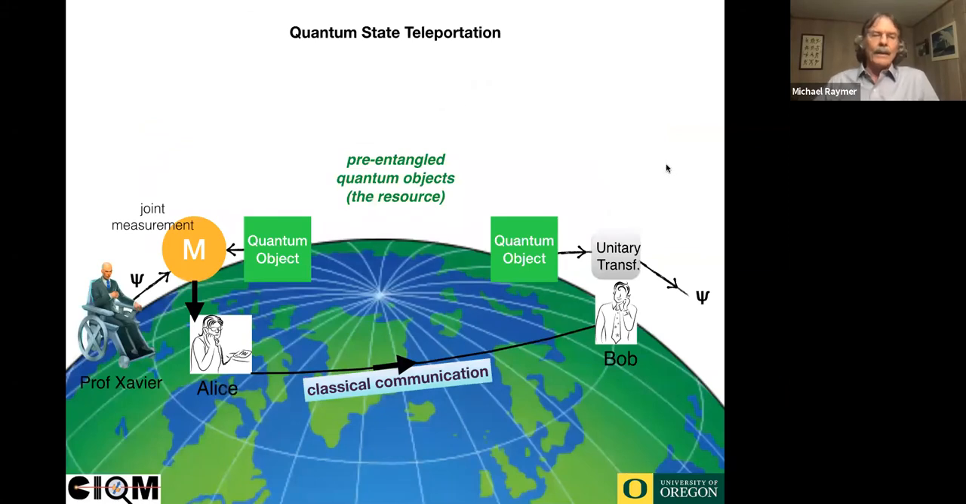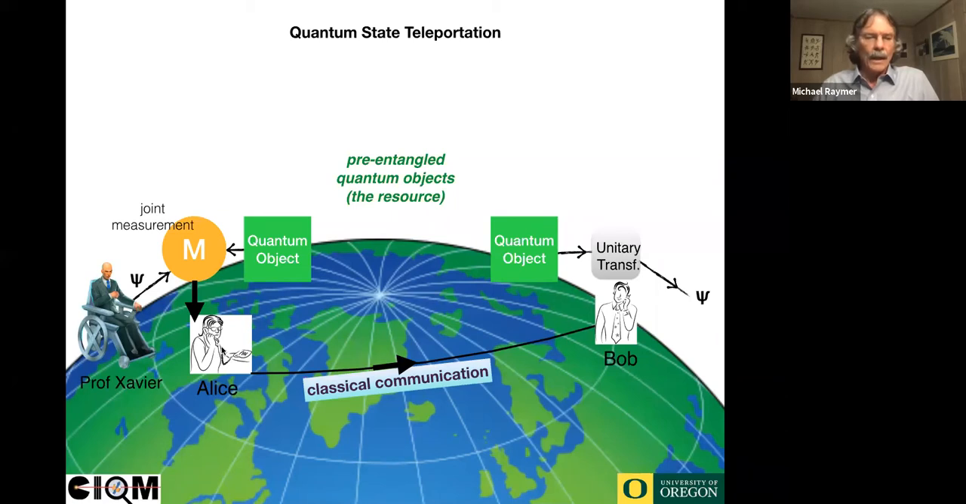However, we can do quantum teleportation for simple objects like a single electron or single photon, or even now sometimes the state of an electron within an atom. So how does this work? This cartoon I made up is Professor Xavier, and the professor creates the state psi of some object, let's say a photon. Now, Alice doesn't know what the state is because the professor does not tell her. But the professor sends that photon to Alice's lab and says, please teleport this state over to Bob.